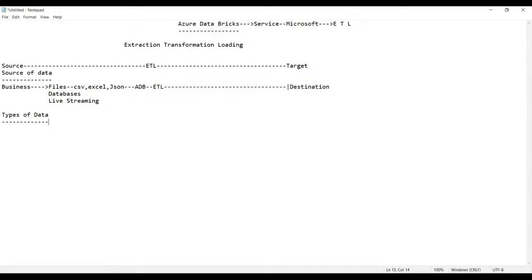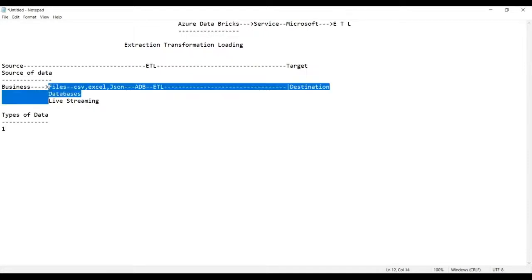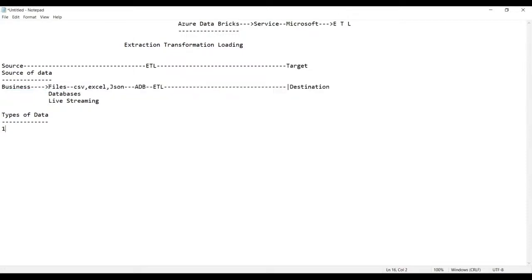Guys, what are the types of data? The following are the types of data. The first one, we get the data from business: database data, live streaming data, data from files, etc. All this data is basically classified. We can also refer to it as big data. Am I right, everyone? Can we call it big data, guys? Yes, so hence we can call it big data.